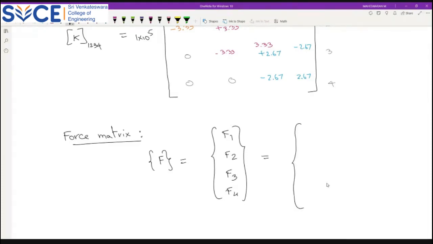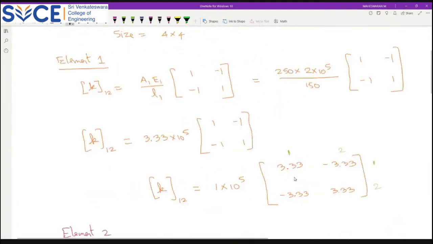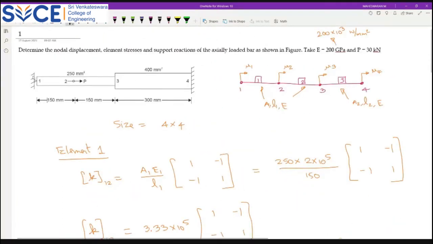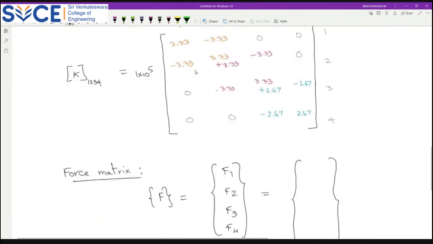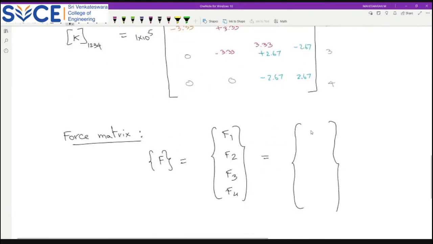So let us identify what are the forces that are available. When you look at the problem, point 1 doesn't have any force. Point 2 you have a force P which is 30 kilonewton, 30 into 10 power 3. Point 3, point 4 no forces, all are 0. So in that case this is 0, this is 30 into 10 power 3. Other things are 0.